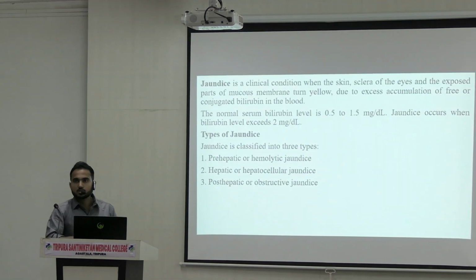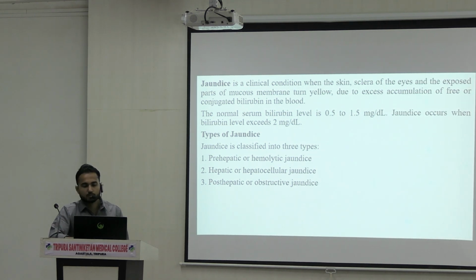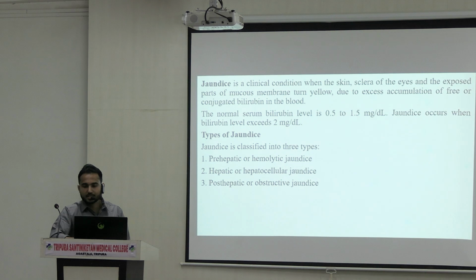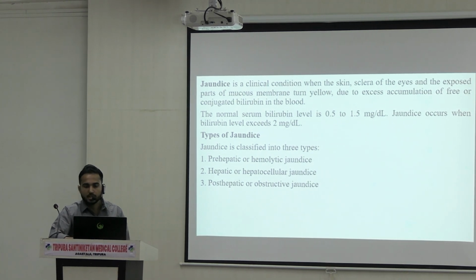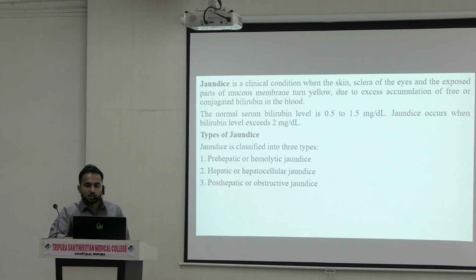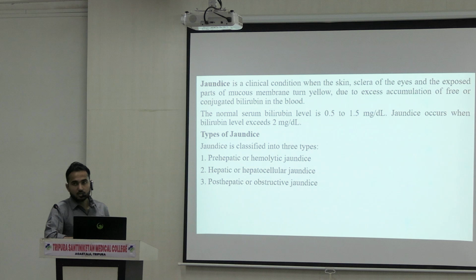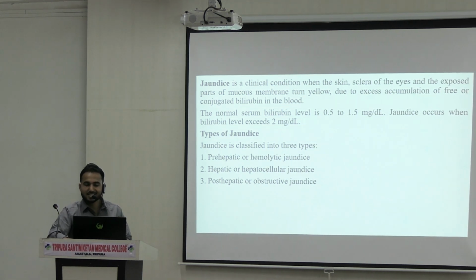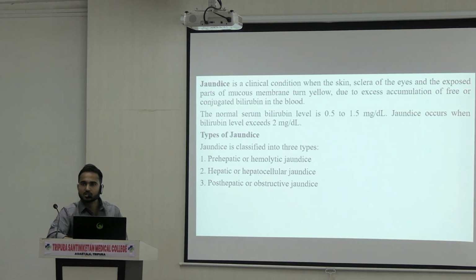Okay, next about jaundice. Already you know what jaundice is. That is a clinical condition where the color of the skin, sclera, and the exposed part of the mucous membrane becomes yellow, due to the excess accumulation of free conjugated bilirubin in the blood. Now, the normal bilirubin level is 0.5 to 1.5 mg per deciliter of blood. When it exceeds 2 mg per deciliter of blood, at that time it is called jaundice.